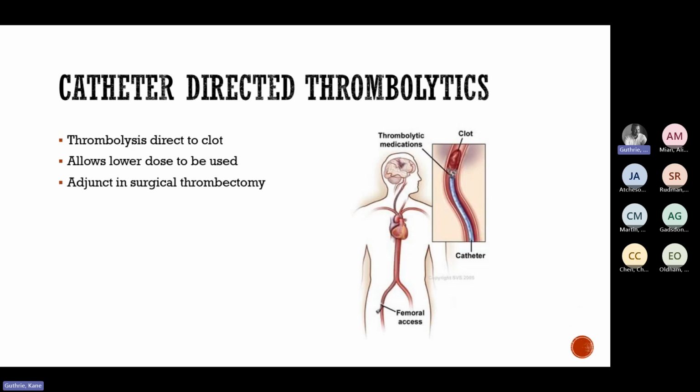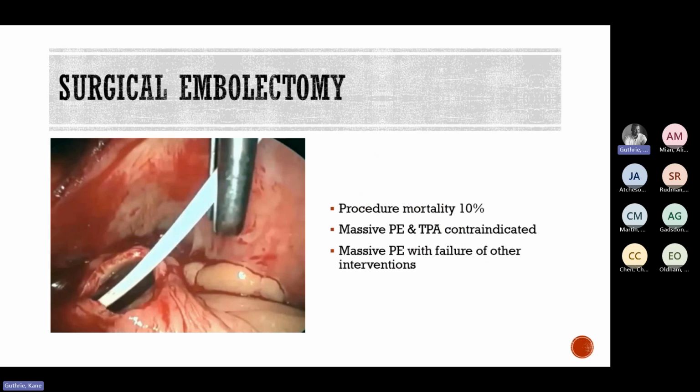Other things that we can try here are catheter-directed thrombolytics. This is where they give thrombolysis direct to the clot, at a lot lower dose. They can do it as an adjunct in surgical thrombectomy, and they can do this up in NISWA, where they go in with a catheter right up to the clot and try to thrombolyze it at the site.